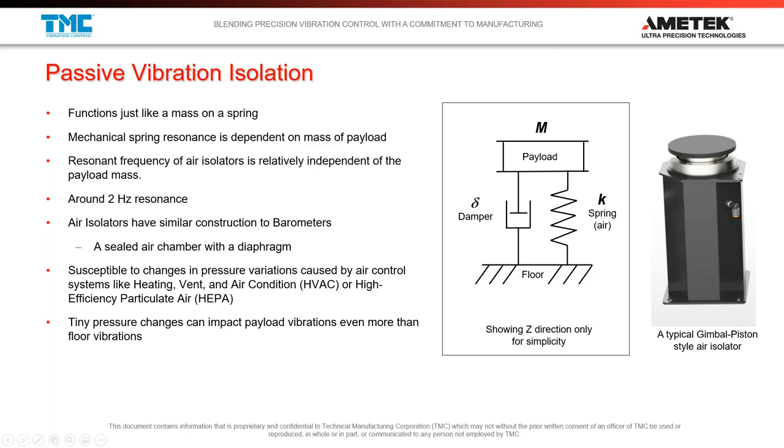Now, these passive isolators function just like a mass spring, and they're typically going to have a 2 hertz resonance. And a good example of a 2 hertz resonance is your car springs. You know, if you were to take your car spring out of the car and you get this large spring, you wouldn't be able to do anything with it. And it actually would be pretty stiff, a pretty high resonance spring.